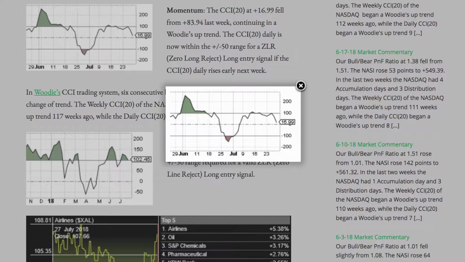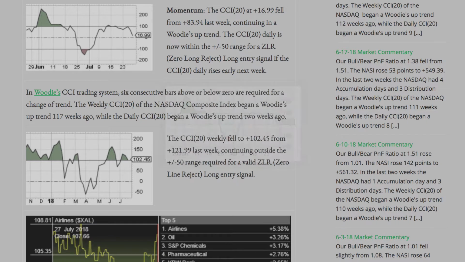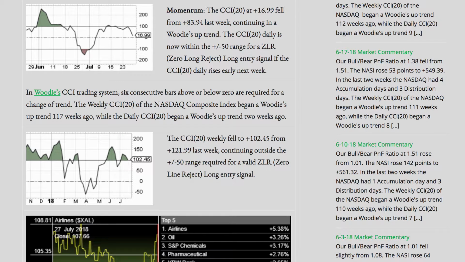Momentum. The CCI 20 daily, at a positive 16.99, fell from a positive 83.94 last week, continuing in a Woody's uptrend. The CCI 20 daily is now within the plus or minus 50 range for a zero-line reject long entry signal if the CCI 20 daily rises early next week. In Woody's CCI trading system, 6 consecutive bars above or below zero are required for a change of trend.